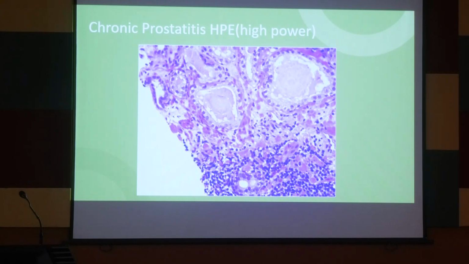And finally, this is a picture of chronic prostatitis, mostly lymphocytes and histiocytes. This is glands, this is lymphocyte, and a few histiocytes. This is the high power view of chronic prostatitis, with infiltration of chronic inflammatory cells like lymphocytes, plasma cells, and histiocytes. Lymphocytes are the most common inflammatory infiltrate in chronic prostatitis.